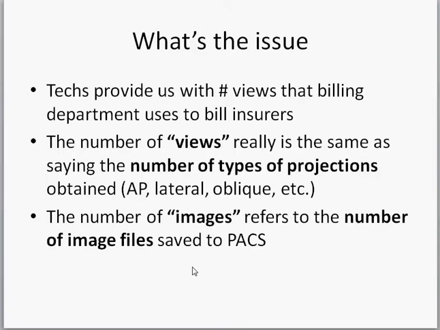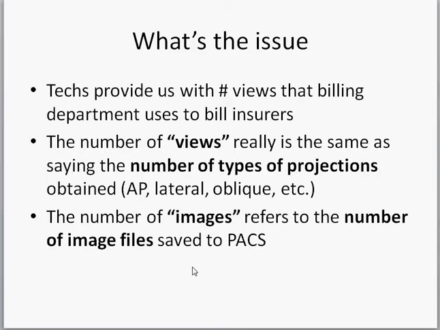So that shoulder 3 view gets billed maybe differently than shoulder 2 view, that sort of thing. And when we say views, what we really mean are the number of types of projections. So for example, an AP and a lateral and an oblique are all different types of projection. And of course, even for oblique views, we'll come up to this later, a right lateral oblique versus a left lateral oblique, those are different projections.